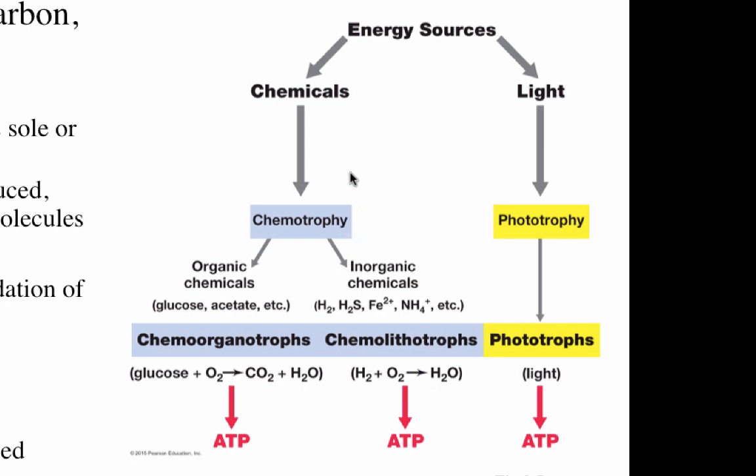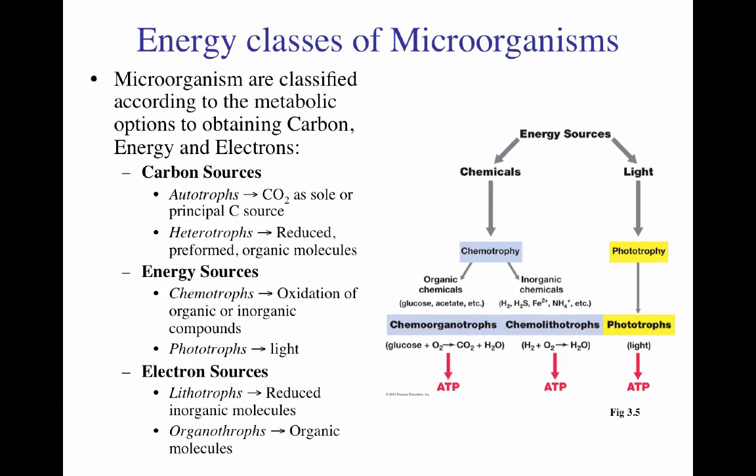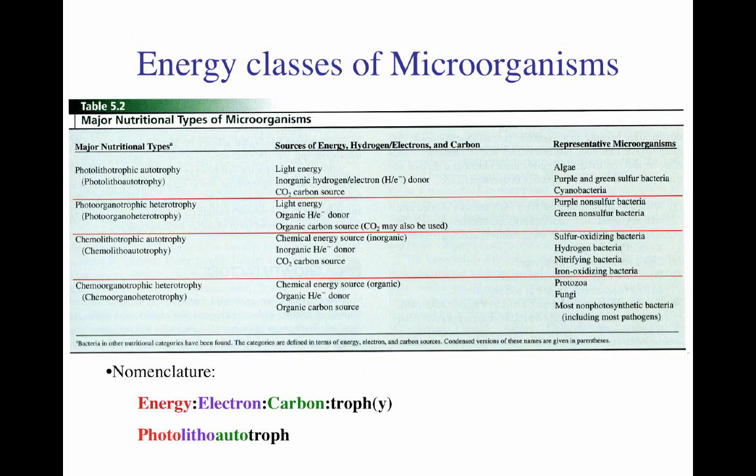Now, if the organism uses a chemical molecule to obtain its energy, that molecule could be either organic, like glucose, or inorganic, such as, for example, molecular hydrogen, or iron, or an amine group. The organic molecules are going to give you chemoorganotrophs, whereas the inorganic molecules are going to be categorized as chemolithotrophs.